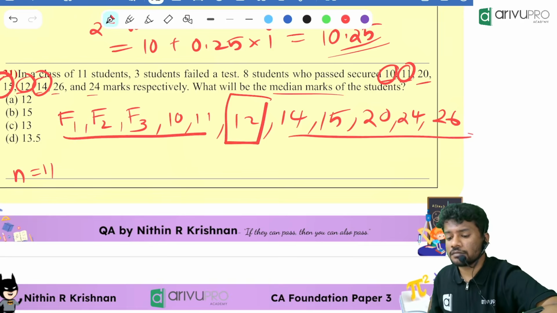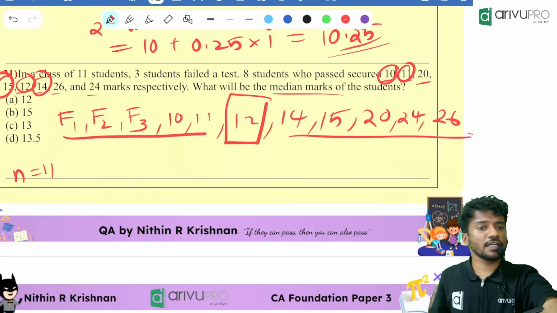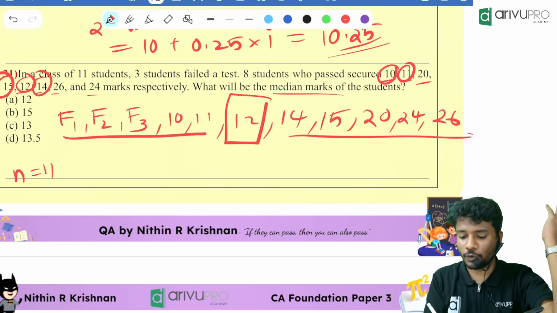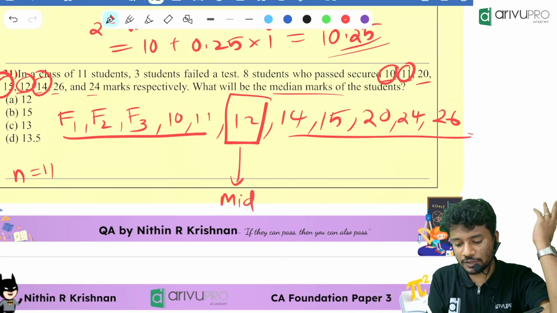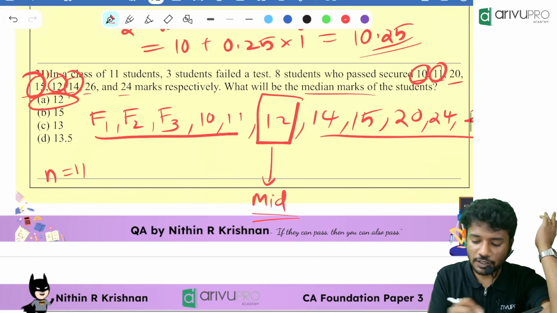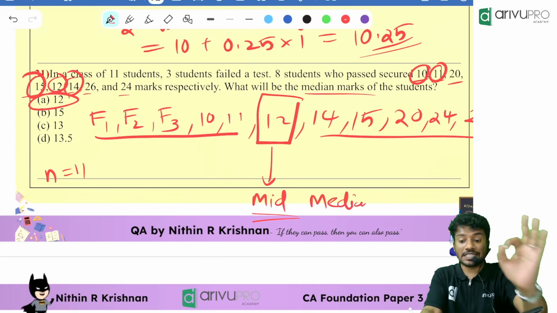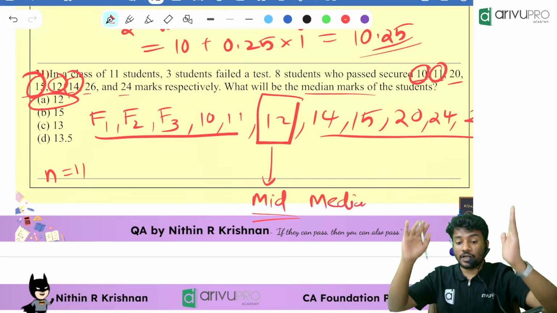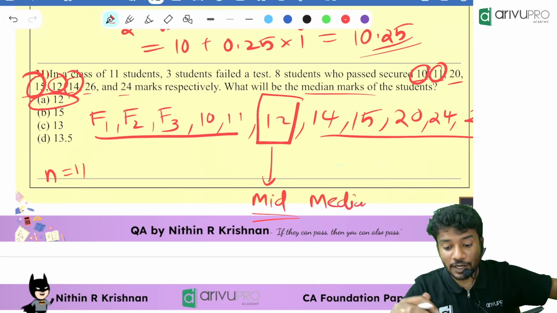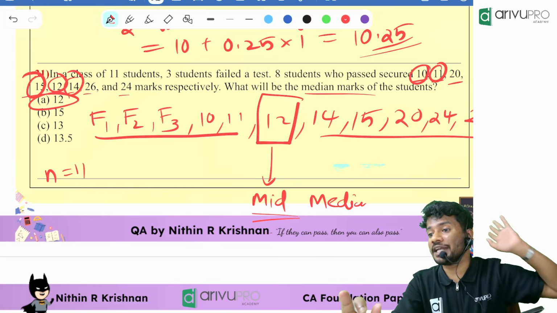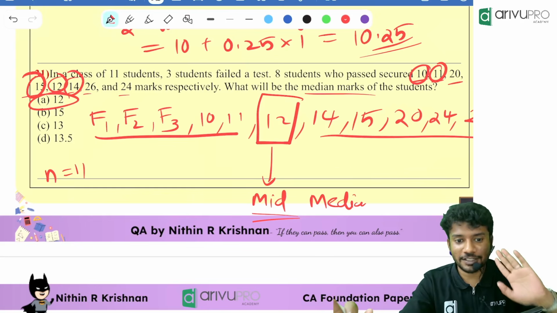He is in the middle. 5 people to the left hand side, 5 people to the right hand side. So who is in the middle? Mid value is nothing but 12. So it is the median. Whenever it is even numbers, if one more person failed the exam, you would have taken the average of the middle 2 people. Got it? Understood?